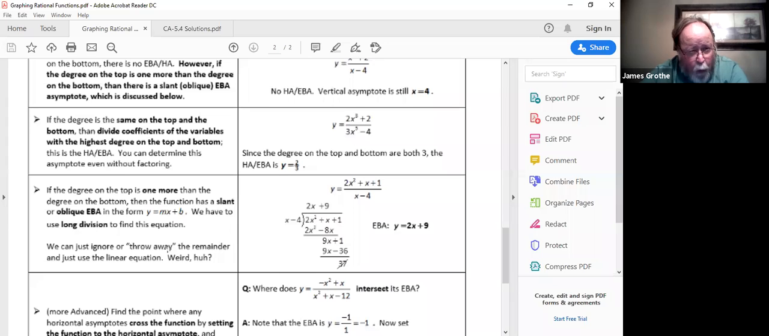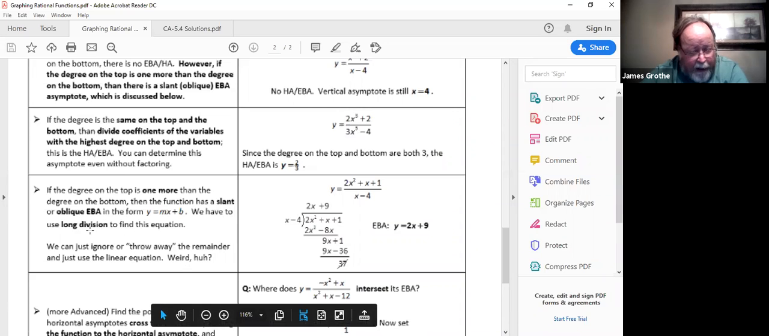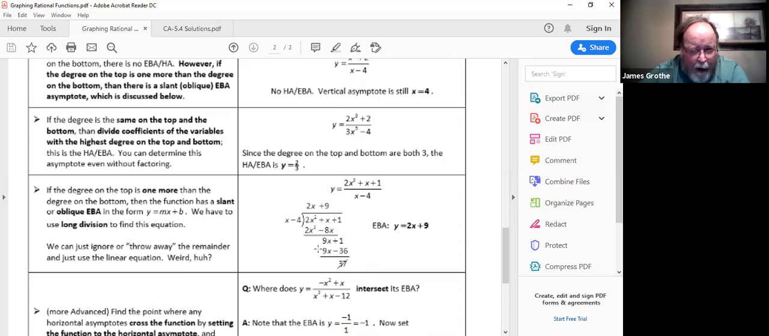Okay? And to find the equation of that slanted line, like we saw when we were doing some of those problems, what we're going to do is use long division to divide the polynomial on top by the polynomial on the bottom. And here you see that long division, dividing 2x squared plus x plus 1 by x minus 4. Now technically, we could have done this one synthetically because we were dividing by x minus 4, if you prefer that, but you won't always be able to use synthetic division because the denominator might be something like x squared plus x minus 3. So it's good to be familiar with that long division problem.